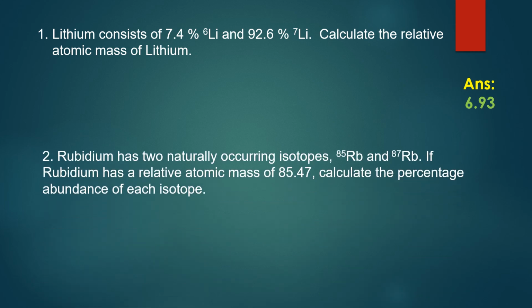Question number 2. Rubidium has two naturally occurring isotopes, Rb85 and Rb87. You are given the relative atomic mass of 85.47. Calculate the percentage abundance of each isotope. Let's check out our answers now. So rubidium-85 will be 76.5%, while rubidium-87 will be 23.5%. Mark your work and see if you are on the right track, students.